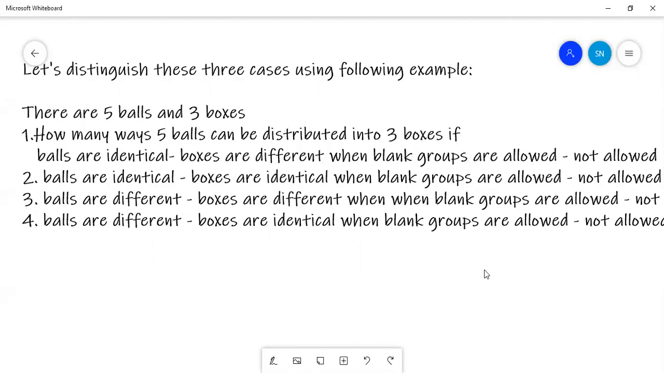Third point, balls are different, boxes are different. When blank groups are allowed, and at the same time, in the second case, not allowed. Then balls are different, boxes are identical. When blank groups are allowed, not allowed. So these are the different possibilities that we have explored till now.